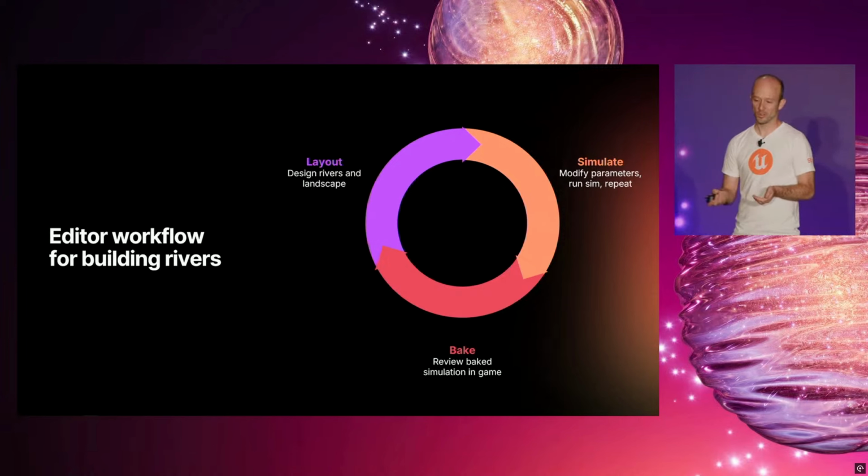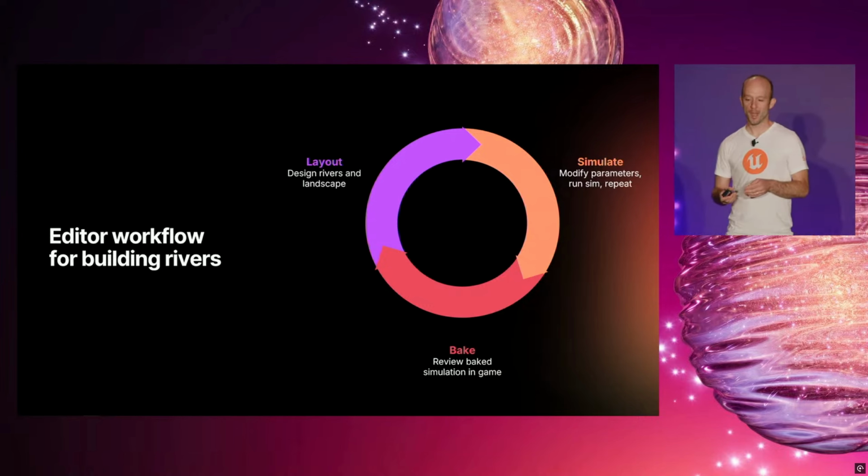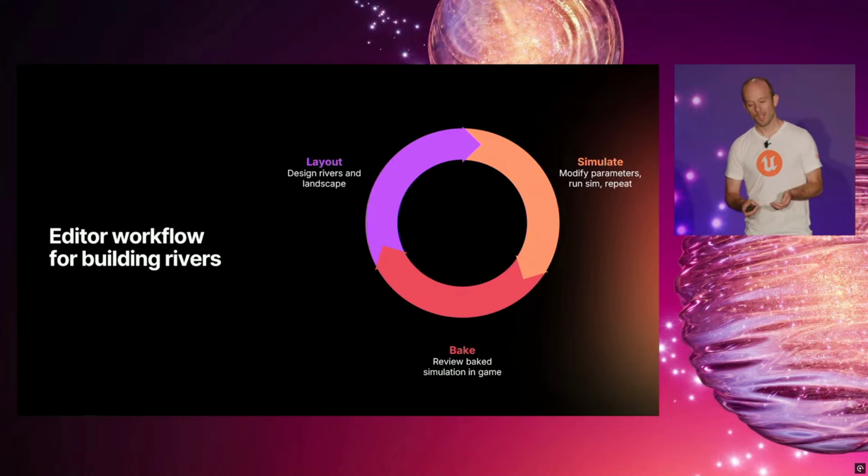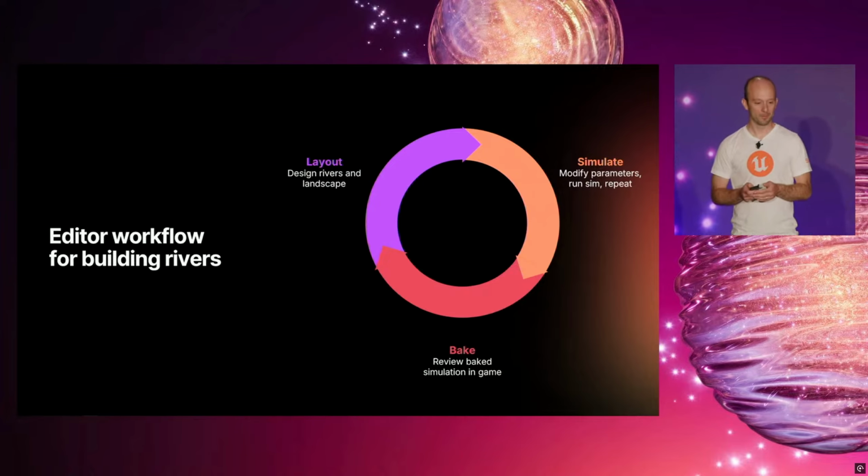And finally, once you're good with your simulation, you bake it with just a button, and that propagates the data to all of the water bodies in your map, and you can preview it. And a lot of times, you're not done just there. You have to repeat this process because water might flow over some area. You might have to make some changes somewhere. So it's definitely an iterative thing.